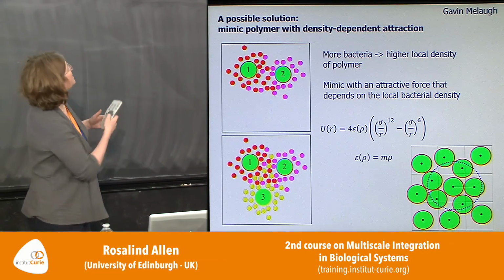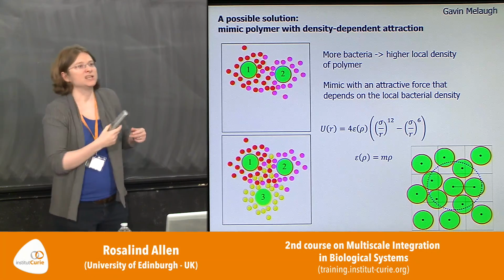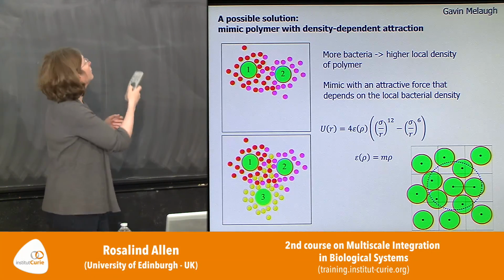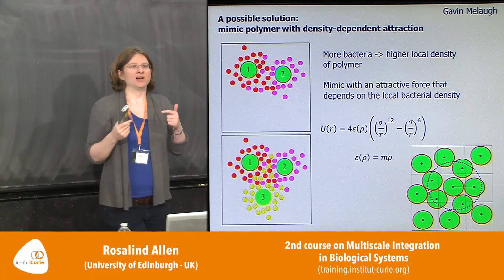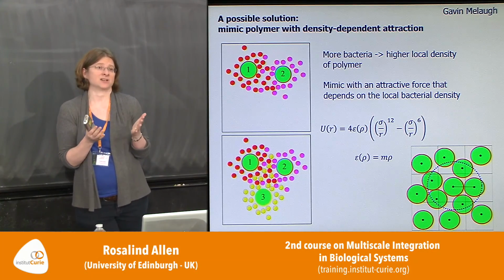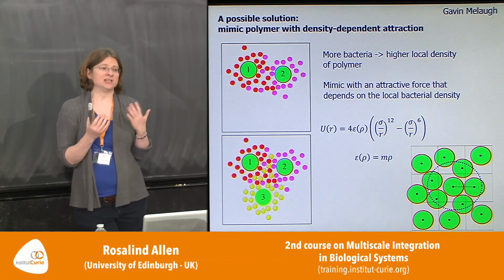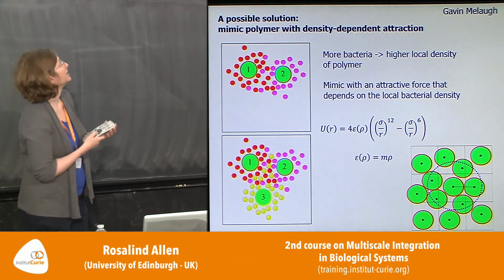So what he does is he says, well, here are the bacteria. Here are two bacteria. And each one of them is producing these polymer molecules, which are shown by these little spheres. And let's just try and mimic that by an interaction potential between two bacteria. So we're going to say there's some kind of attractive interaction between the bacteria, and we need to know what the form of that interaction is, because we don't want to simulate all these polymer molecules individually.